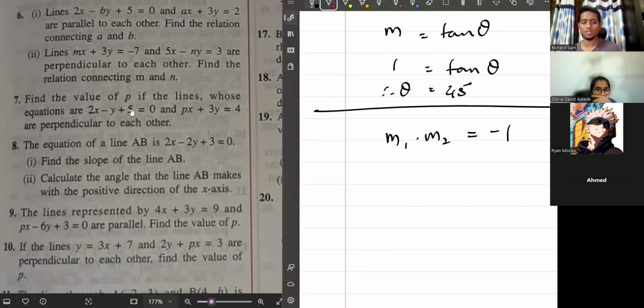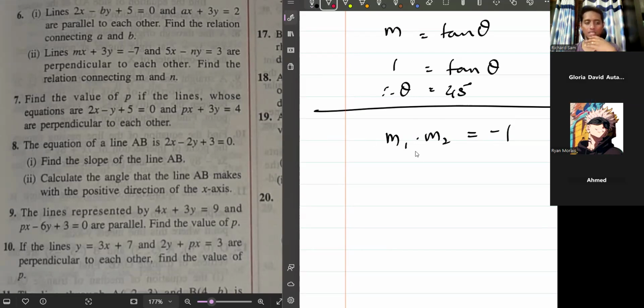Convert these equations into the y-intercept form. You'll get their slopes. And then put their slopes in this formula because the second equation has a missing value, P. So you'll have P in this equation. You'll get a linear equation and find P. Is that clear, everyone? So okay.